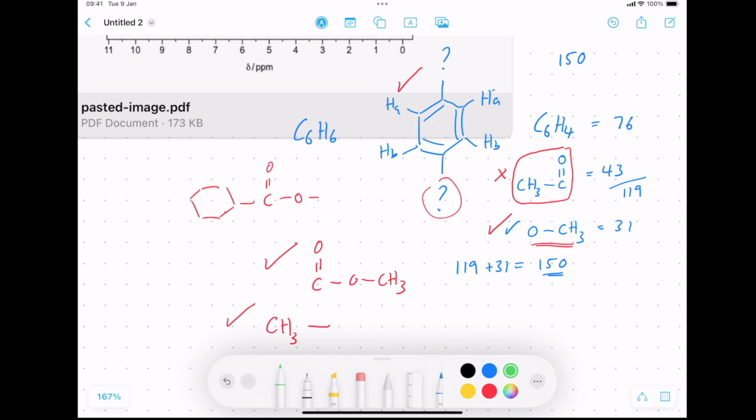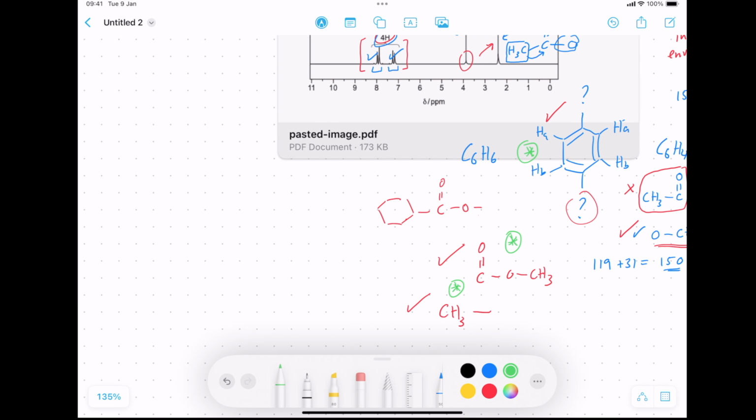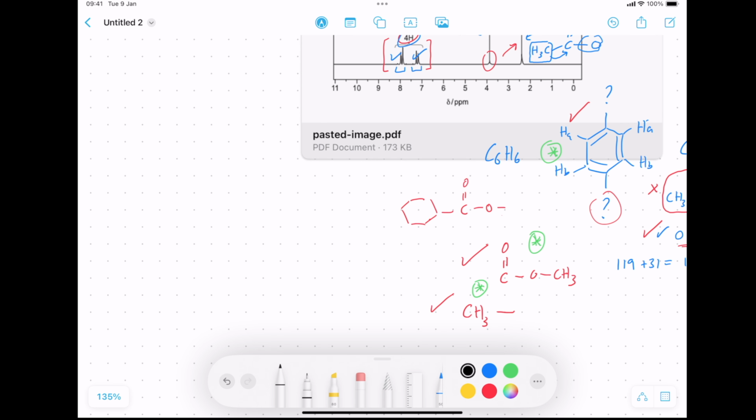So if we bring all this information together, so in green, this bit, and this bit, we finish with this molecule, which I'll draw in black here. So the benzene ring, then on the top, we have C double bond O with the ester group. So there's the CH3. On the bottom, we have the CH3.